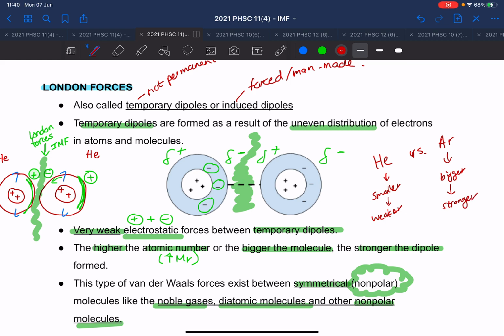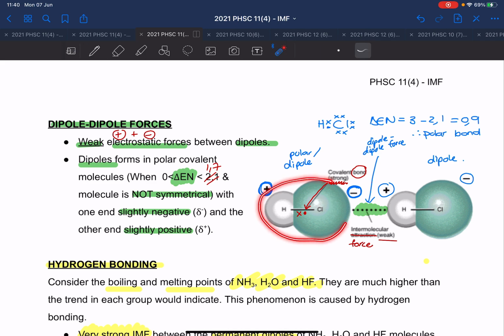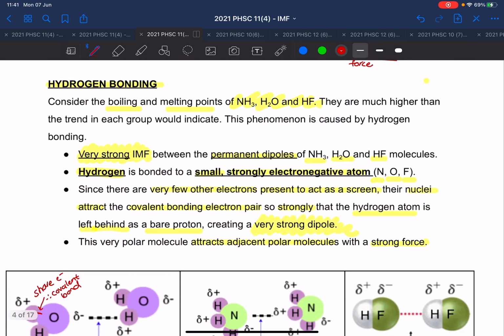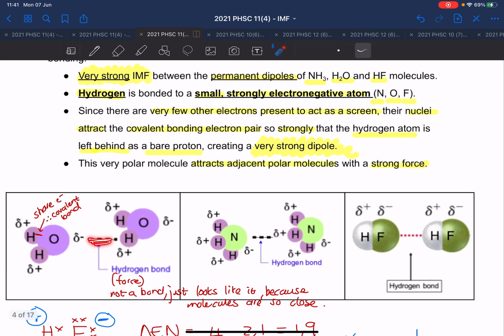intermolecular forces. Then we looked at dipole-dipole forces, so that is between a permanent dipole, meaning it's always polar, meaning it's always one side negative, the other side positive. So between a dipole and another dipole, we have dipole-dipole forces. Then we looked at a special type of dipole-dipole force, hydrogen bonding, and we said it's called hydrogen bonding because it actually looks like a bond that is formed, but it is not a bond. They're just very close to one another, these molecules. Why? Because the one side is very positive and the other side is very negative. So it's like two very strong magnets that are attracted to one another.